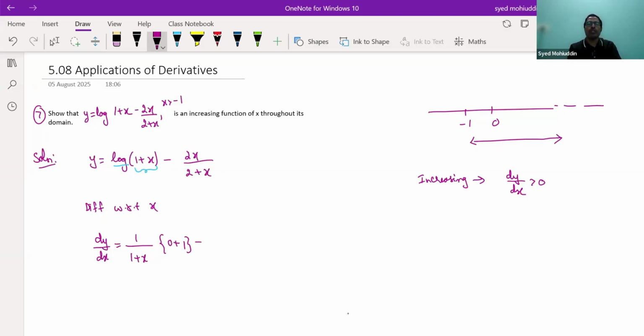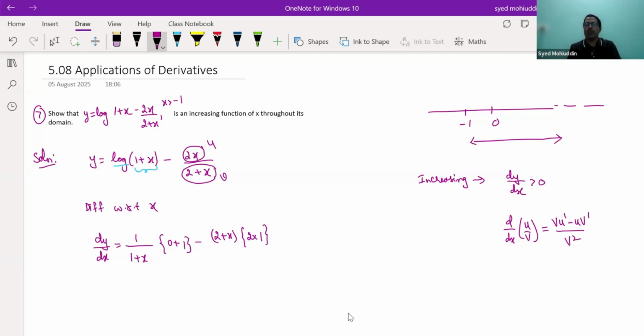So this is in the form of u by v. This will be acting as your u value, and this will be acting as your v value. So it is d by dx of u by v, the quotient rule. It is v into u dash minus u into v dash, divided by v square. So let us try to use this one. v value is 2 plus x. v into u dash. u dash means differentiation of this 2x, 2 as it is, differentiation of x with respect to x will be 1.